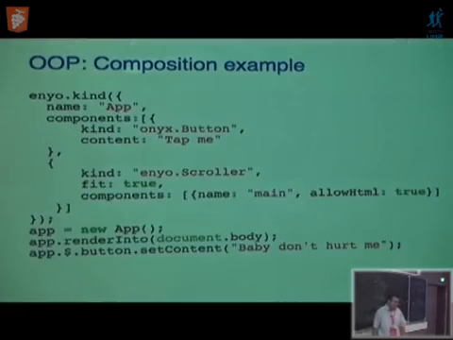So now let's consider an example. Here the application, the app, contains a button and a scroller. The scroller itself contains a component named main, and the button kind component instance is named button by convention, just like I was saying before. The first letter is lowercase, and it is accessed through the $ iterator.